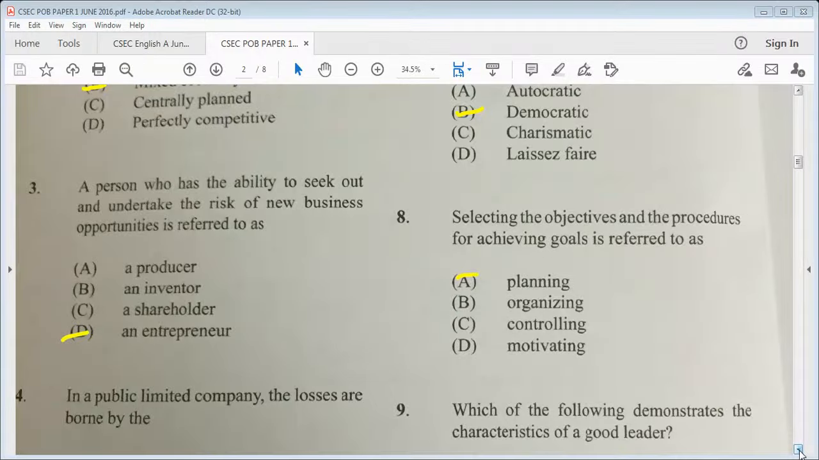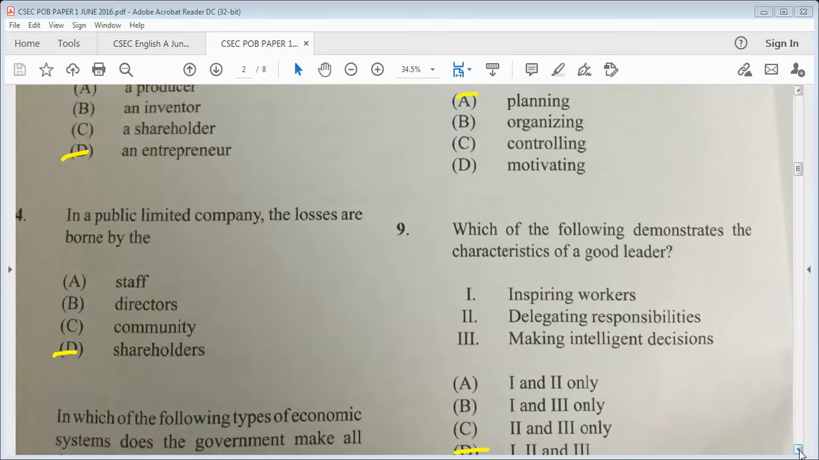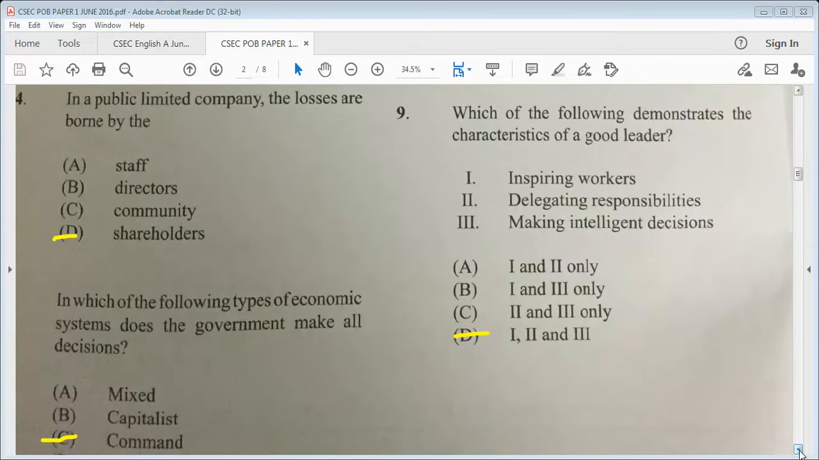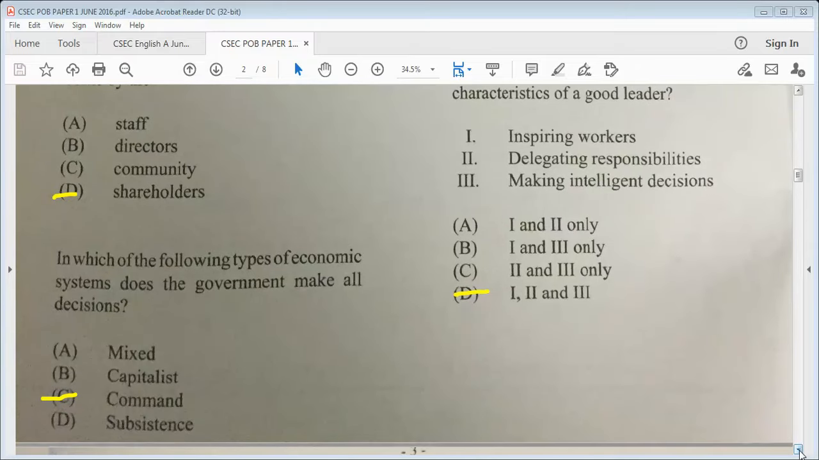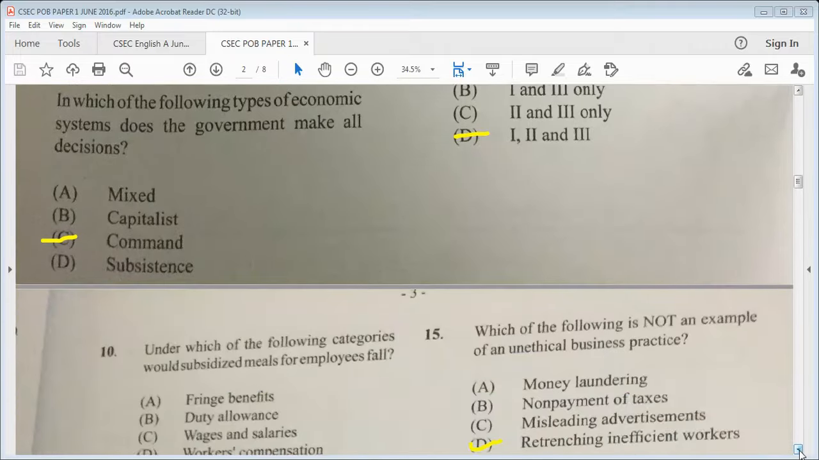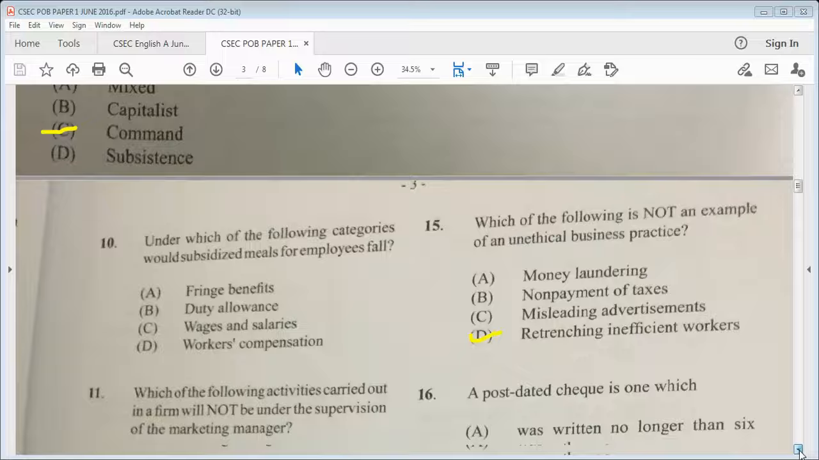8 says, selecting the objectives and the procedures for achieving goals is referred to as A. Planning. 9. Which of the following demonstrates the characteristics of a good leader? 1. Inspiring workers. 2. Delegating responsibilities. 3. Making intelligent decisions. Our answer is D. 1, 2, and 3.